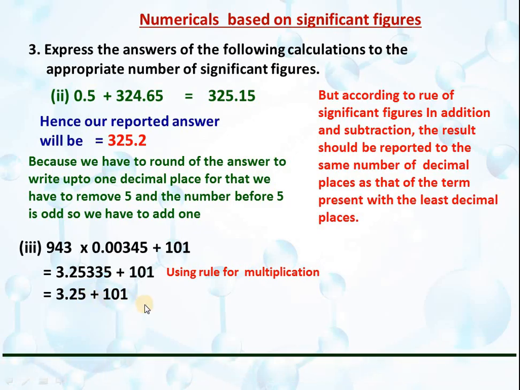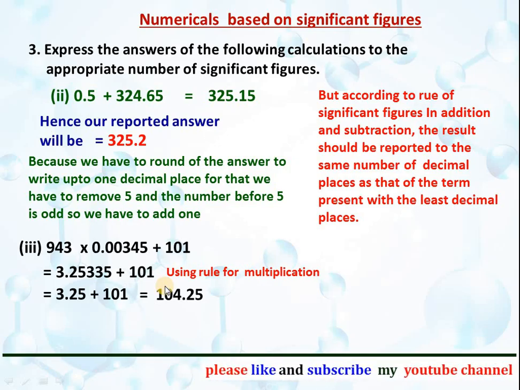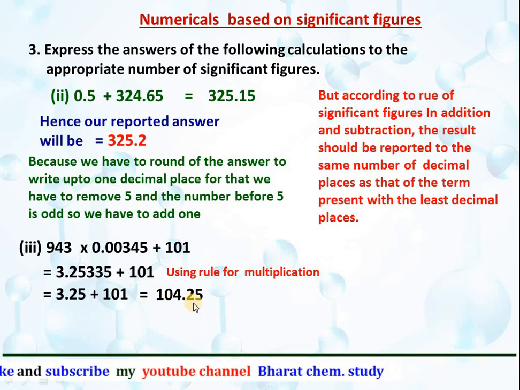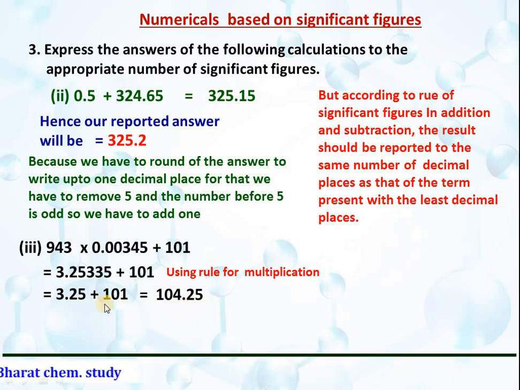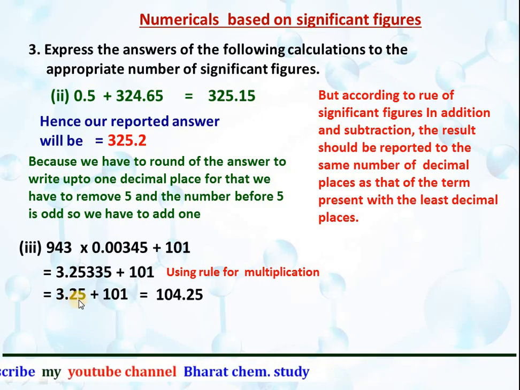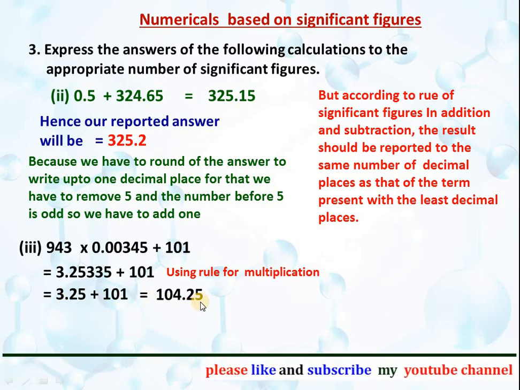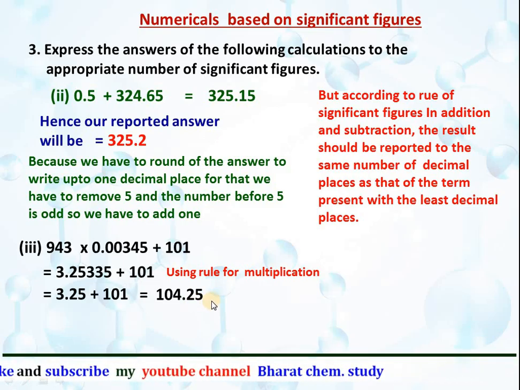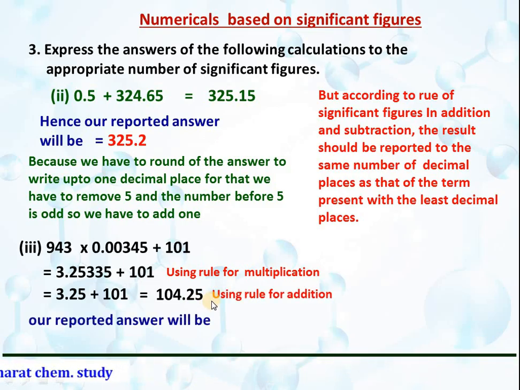Now while adding, using the rule of addition, the answer comes to be 104.25. But according to the rule for addition, the answer should contain the same number of decimal places as present in the least number. So here the decimal places are 2, but here the decimal places are 0. So our answer should also contain no decimal places, so we have to remove .25. The answer is reported as 104.